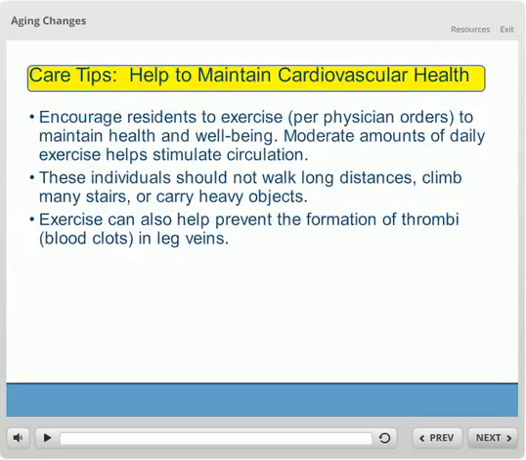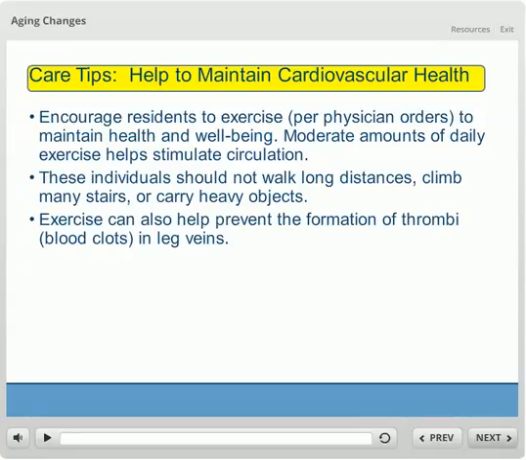Care tips to help maintain the cardiovascular system. Encourage residents to exercise per physician's orders to maintain health and well-being. Moderate amounts of daily exercise help stimulate circulation. Encourage walking, jogging, bicycling, swimming, chair aerobics, or any other exercise that a resident can do safely and is approved by his or her physician.